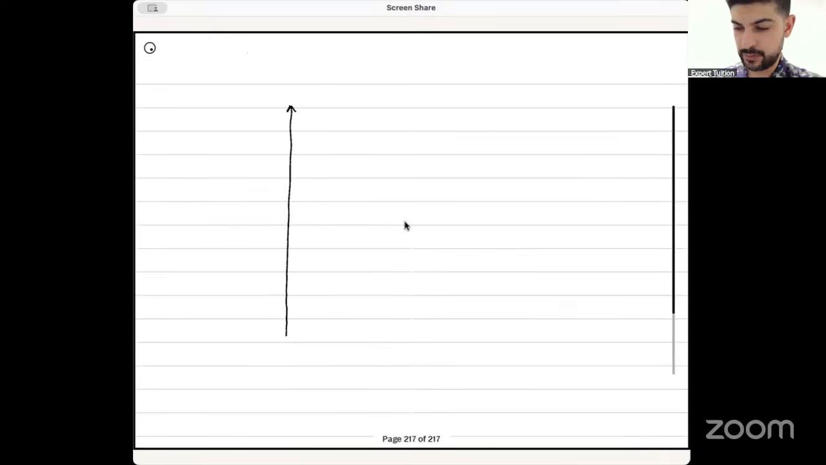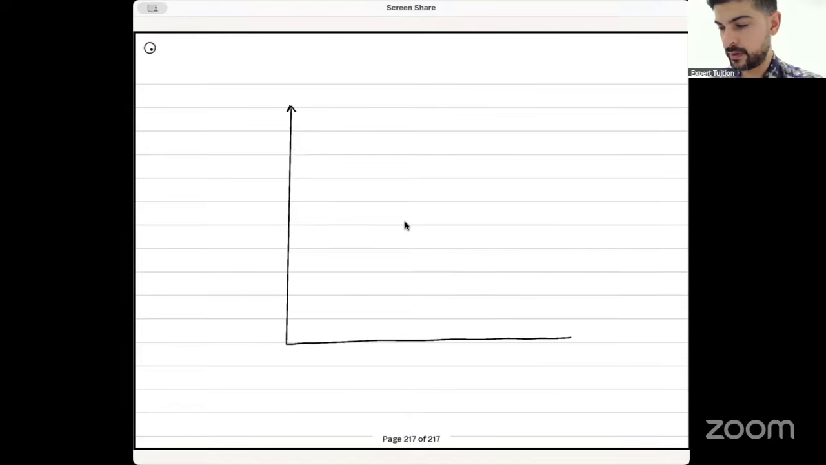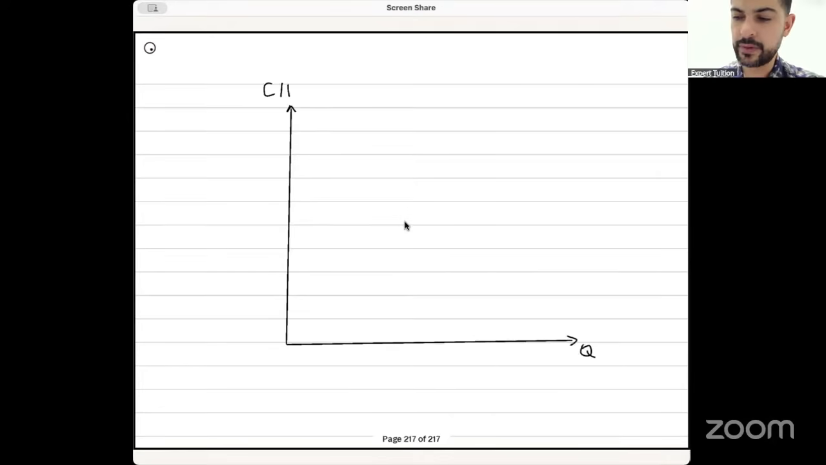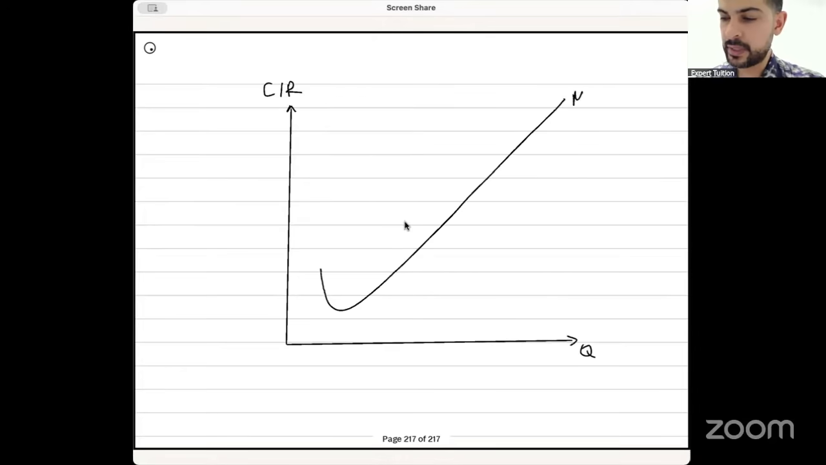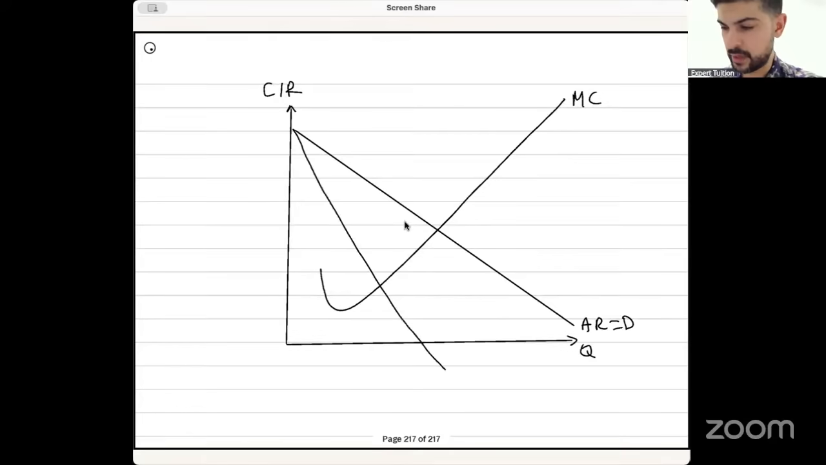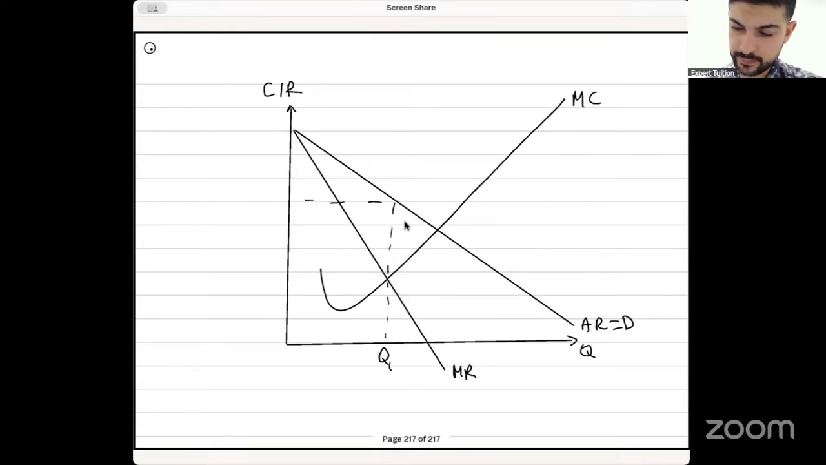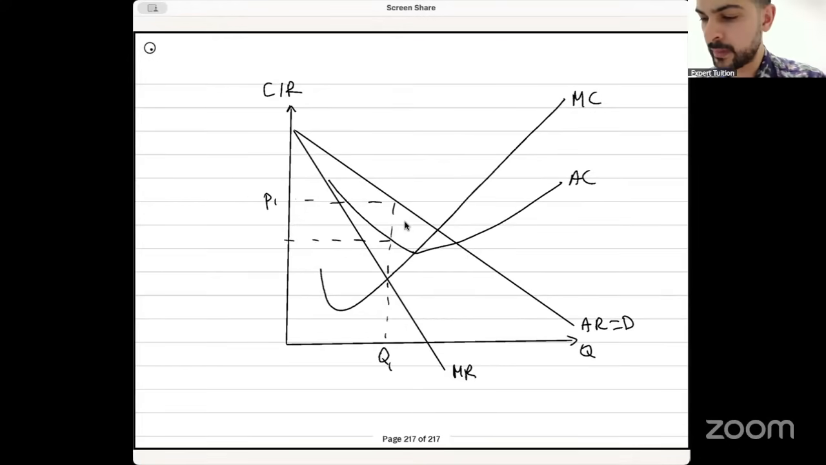Okay, let's draw. So quantity, cost slash revenue, and here's MC. This is AR equals D. This is MR. And then we go to profit maximization. That's Q1. That's the price, P1. And finally, this is the cost to start off with, AC. You know what, let me go a bit faster. C1, AB. Cool, right.